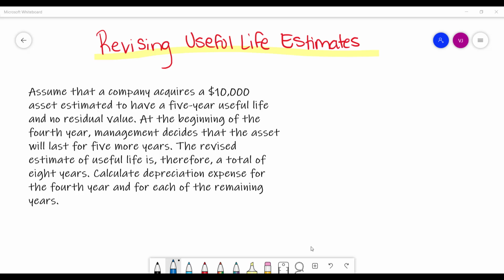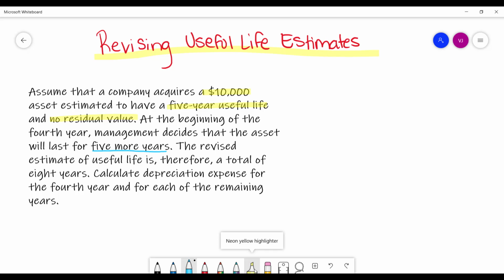It says, assume that a company acquires a $10,000 asset estimated to have a 5-year useful life and no residual value. At the beginning of the 4th year, so it's been depreciated for 3 years so far, management decides that the asset will last for 5 more years. Because remember, if it initially had a 5-year useful life and you're 3 years in, at that point you would only have 2 years left over of the useful life, but now 3 years in, they're saying it's going to last for another 5 years.